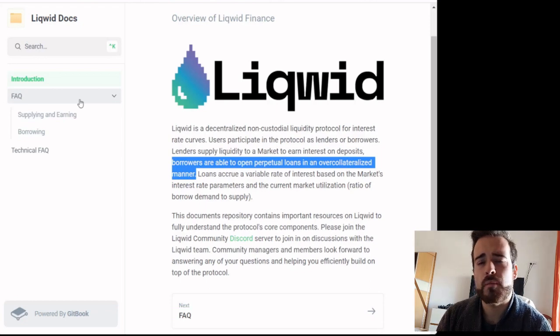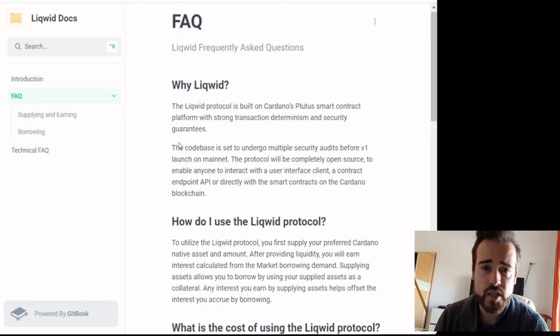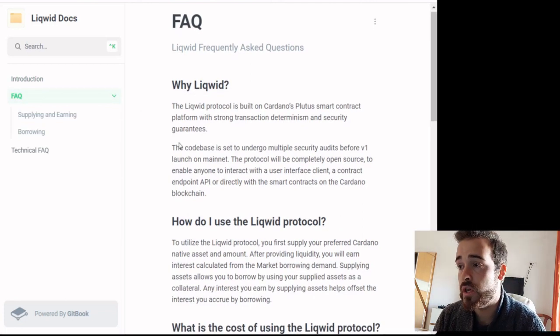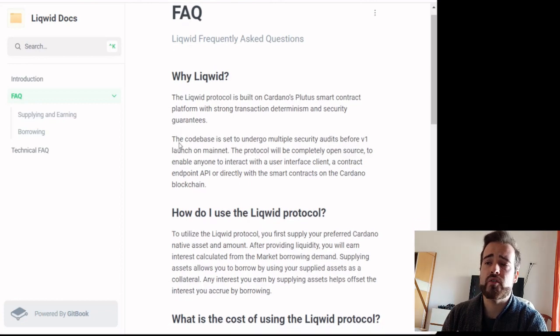The specific thing about Liqwid is that the interest rates are variable. They are set by demand and supply in the market. Always, you cannot set your interest rate to a fixed value. And it's also that the loans are perpetual.